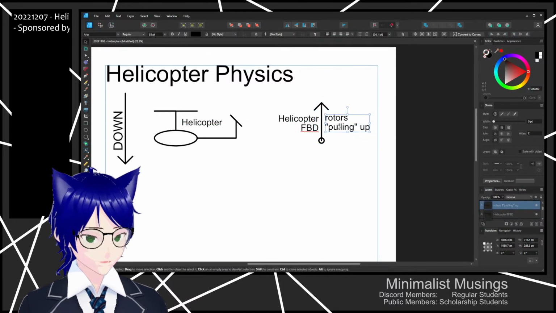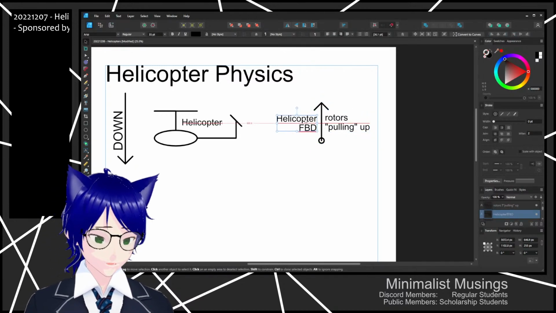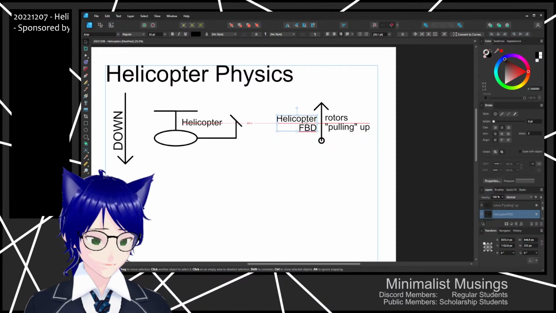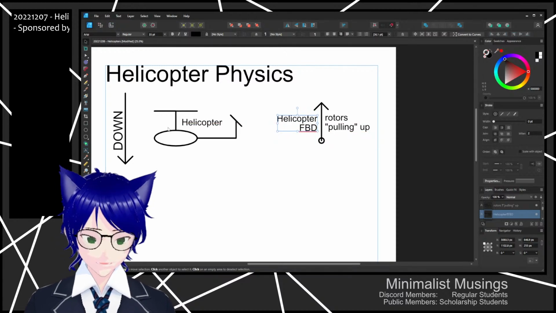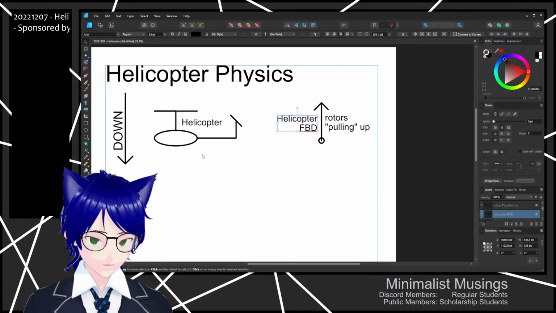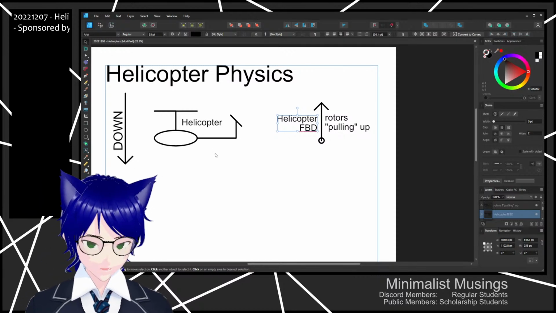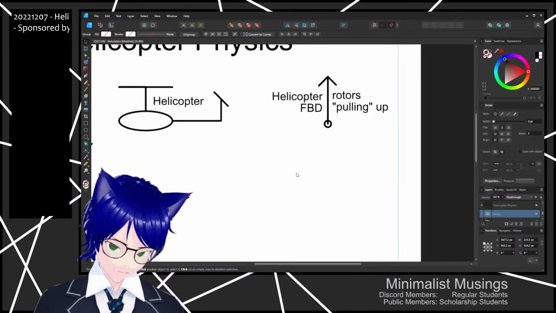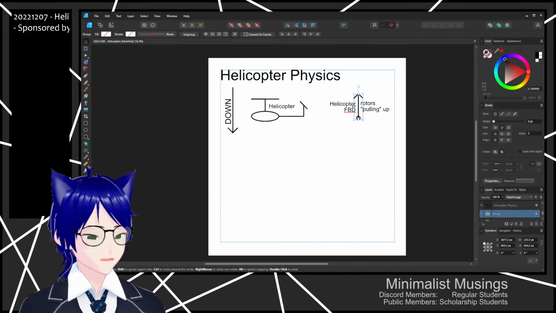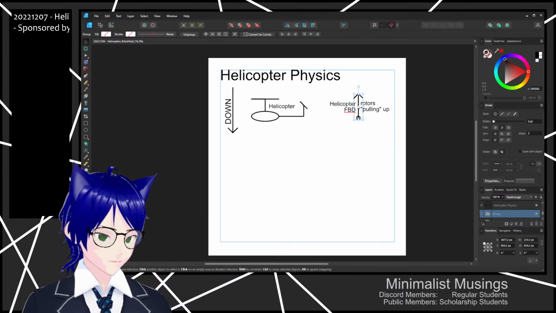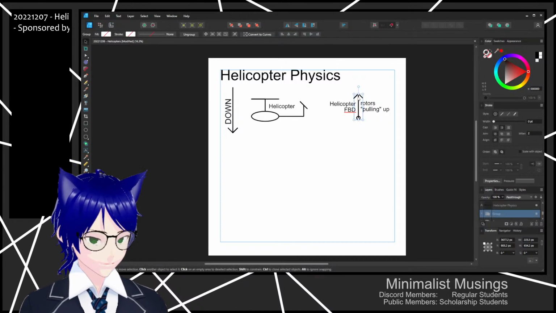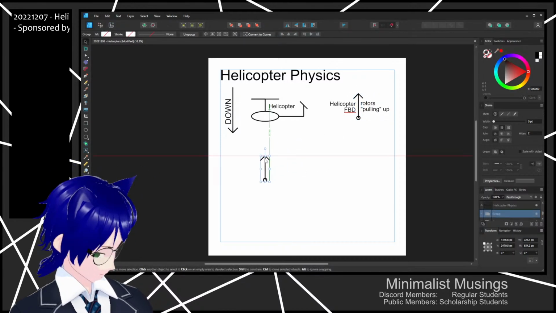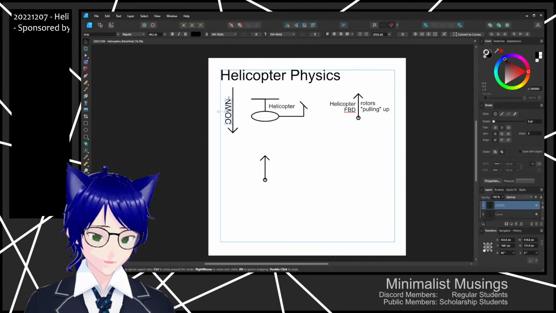And so when rotors are pulling the helicopter straight upwards, when the helicopter is in this planar state, then it makes perfect sense. The helicopter can only go upwards. We're getting to it. Relax, relax, relax. So let me put this here. Let me. Oh.